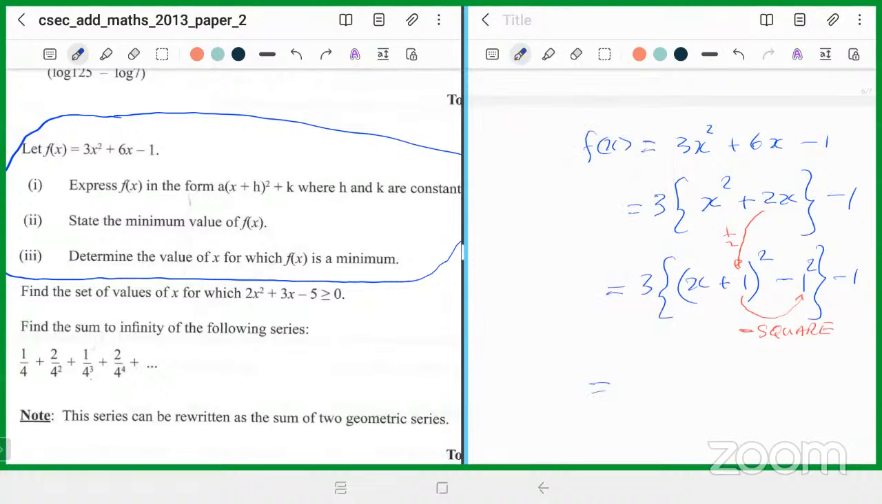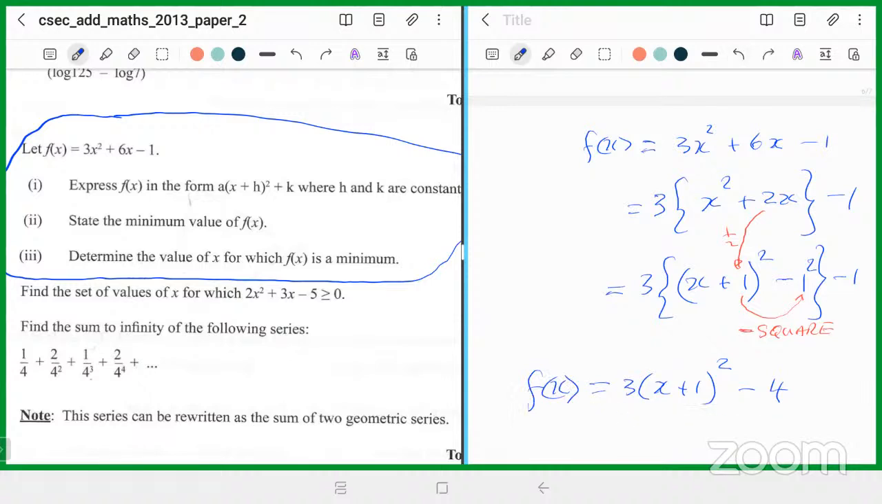So it becomes equal to, I'm going to expand this 3 over this bracket. And so I'm going to get 3 into x plus 1, don't forget the square. Then it's 3 times this negative 1 gives me negative 3. Negative 3 and negative 1 gives me negative 4. And that's it. I've completed the square. And so f of x is equal to this.